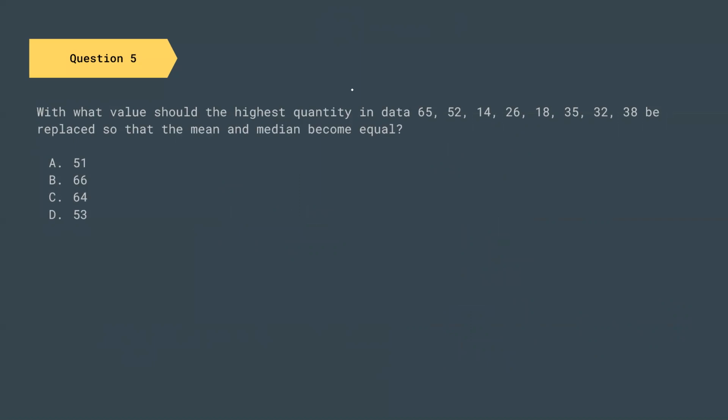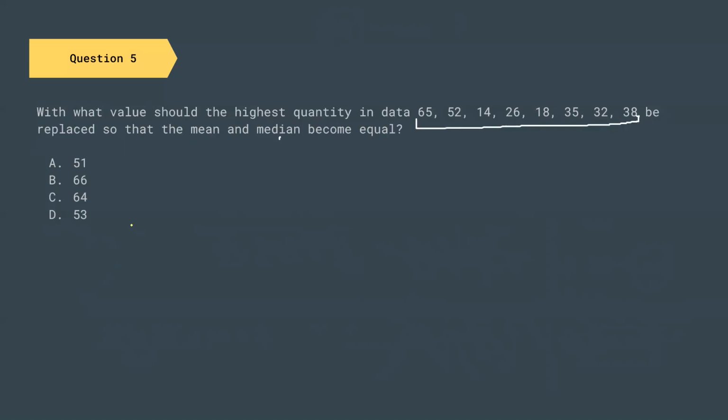What will be the value should the highest quantity in the data set, this is our data set, be replaced with so the mean and median become equal? Because we are talking about median here, it is very important that you first arrange this data in some order. You can arrange the data in descending order, you can arrange the data in ascending order, that's your choice. But for the sake of this question, I'm going to arrange this data in ascending order.